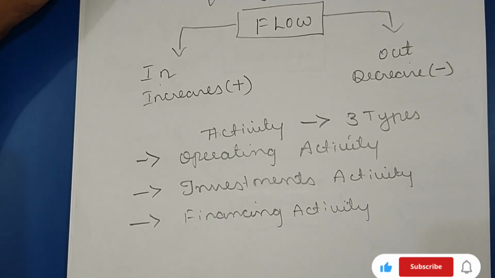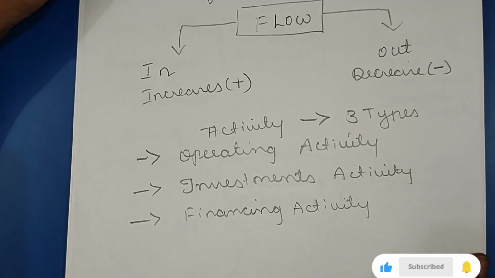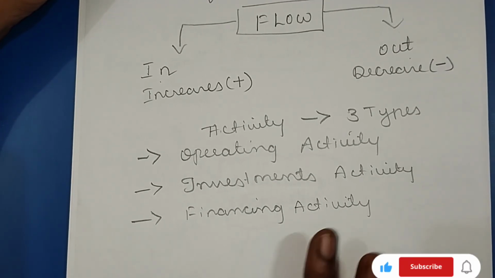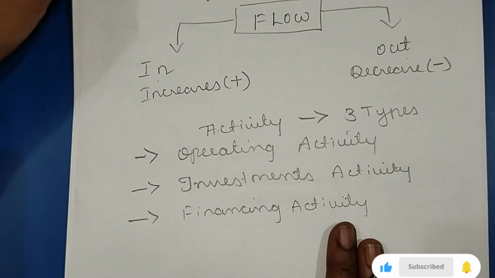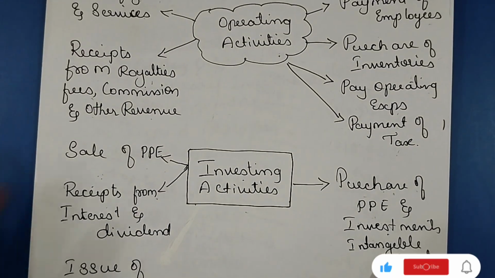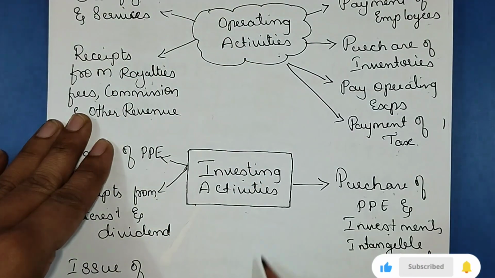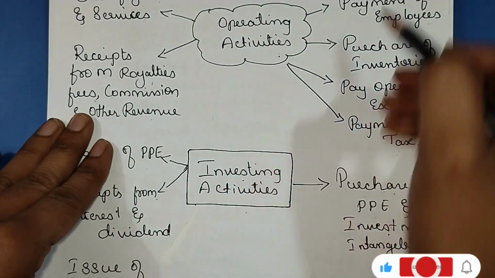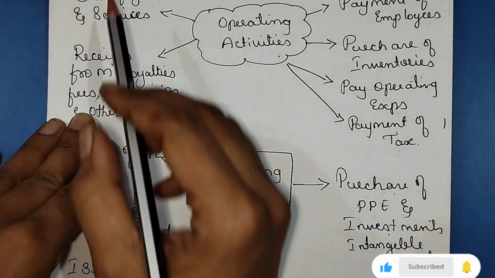Your debt and equity proportion or preferences, issuing, redeeming, all these come under the financing activity. Now we will understand more about these three activities with the help of this chart. Here, see, activity, cash inflow, cash outflow.